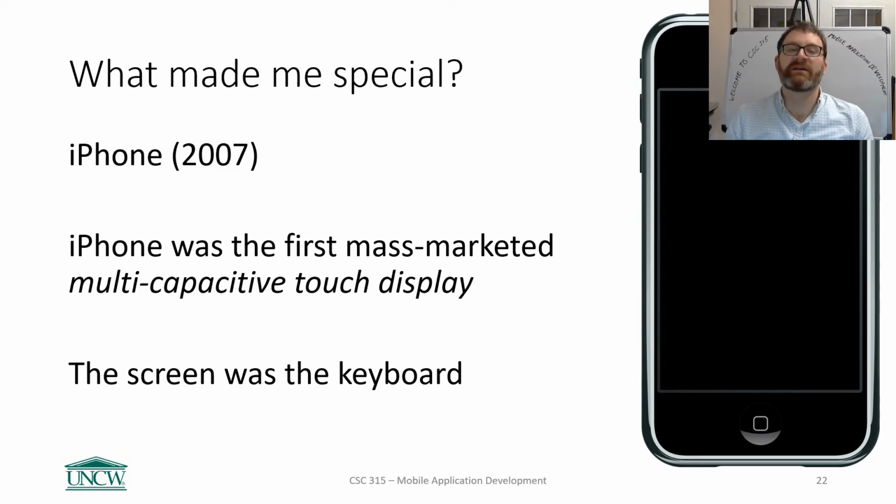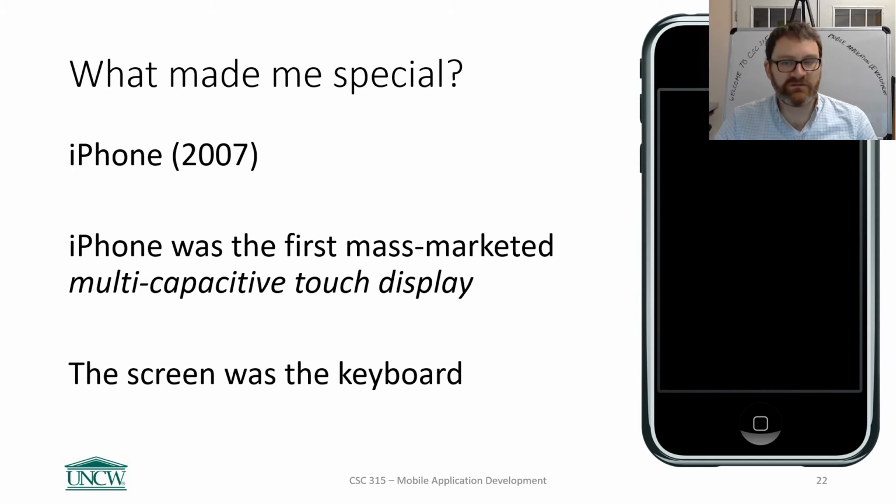What does multi-capacitive mean? It means that you could put more than one finger on it at a time, right? So if you think about things we take for granted, like pinching and panning and zooming and twisting with two fingers, scrolling up and down, that didn't happen before the iPhone, right? At least not in a mass market kind of way. So that was nice. Why? Because it let you get rid of the keyboard.